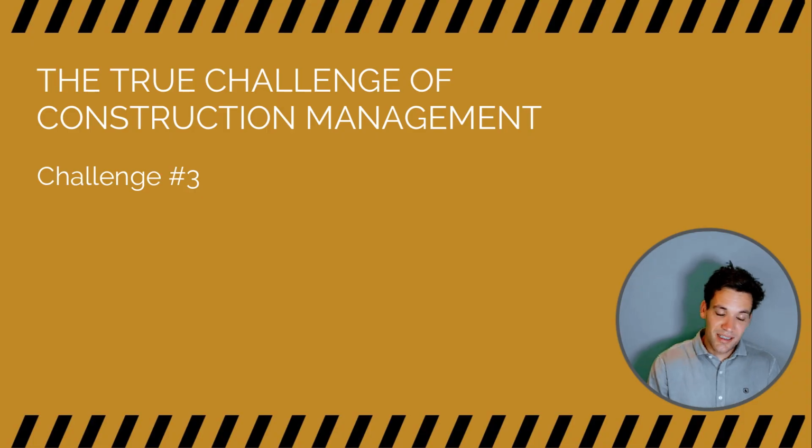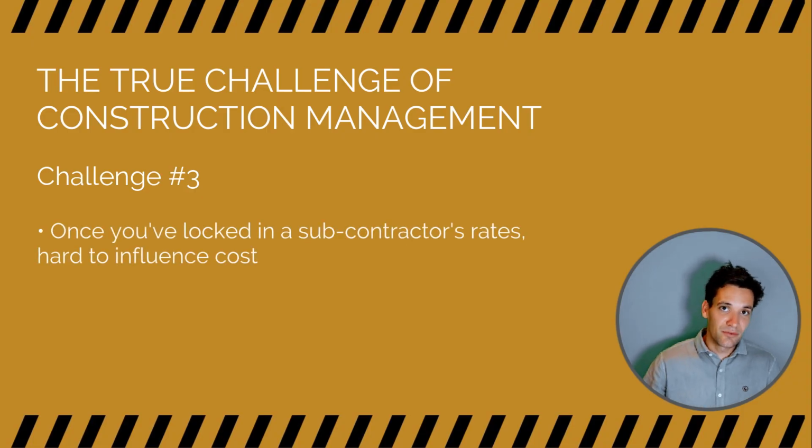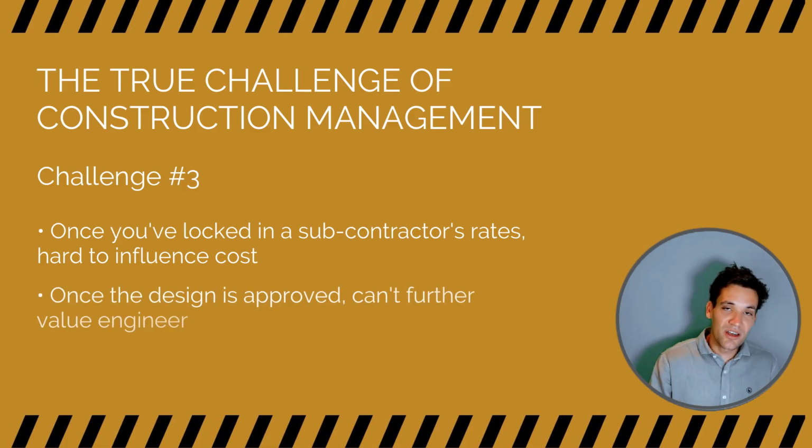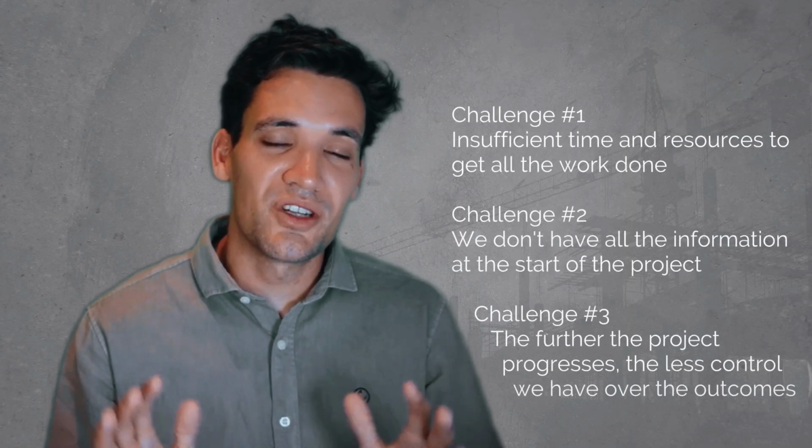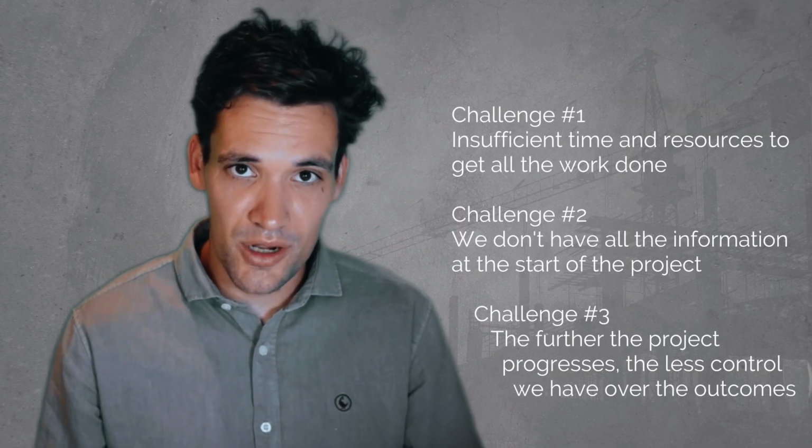Once we've locked in a subcontractor's rates, it's hard to then influence the cost of that subcontract package. Sure, we can avoid variations, but at the end of the day, we've locked in rates for that package of works, which is going to set a minimum price we can deliver the works for. Once the design is approved, it's difficult to further value engineer without causing disruptive changes. And once something is built wrong, we need to fix it. So as the project progresses, we lose control over our ability to impact the outcomes. So as we're going through the steps to deliver a project, you need to keep these 3 things at the front of your mind.